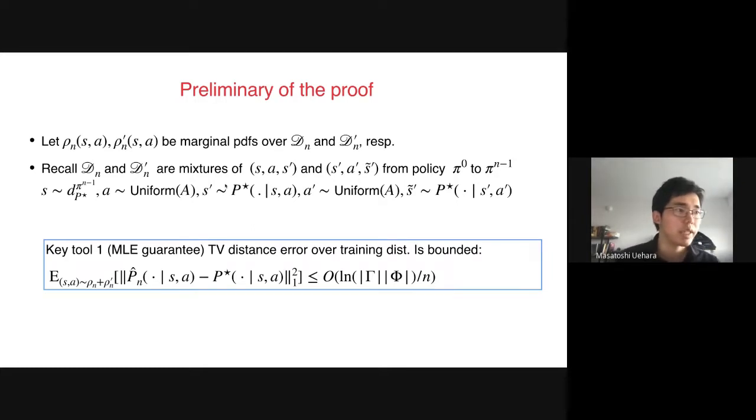And the first key tool is as follows. We can just use the MLE guarantee. It says that the total variation distance between the learned model and the true model is upper bounded by something of order 1 over n, where small n is the data size. Here I'm using the L1 distance, but the L1 distance is equivalent to total variation distance, right? So this means the total variation distance of p hat n and p star, marginalized over the training data set, rho n plus rho n prime, because we run MLE on the data sets D n and D n prime. That's why we can get this guarantee.